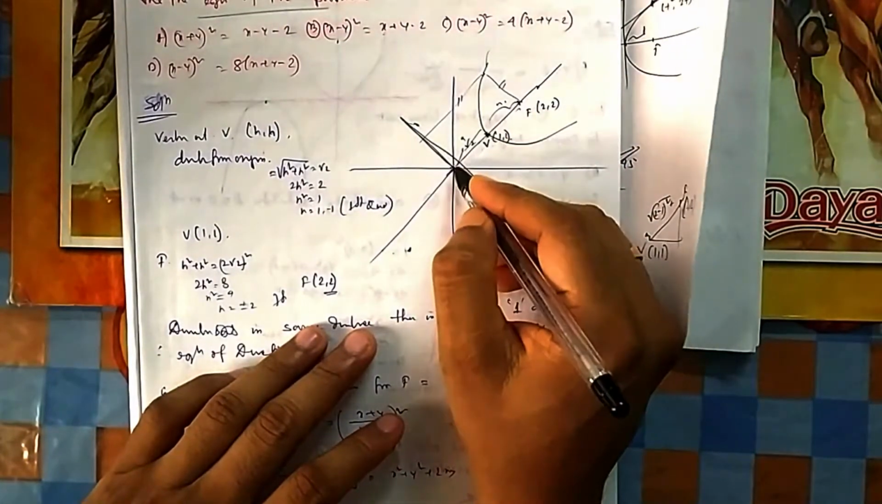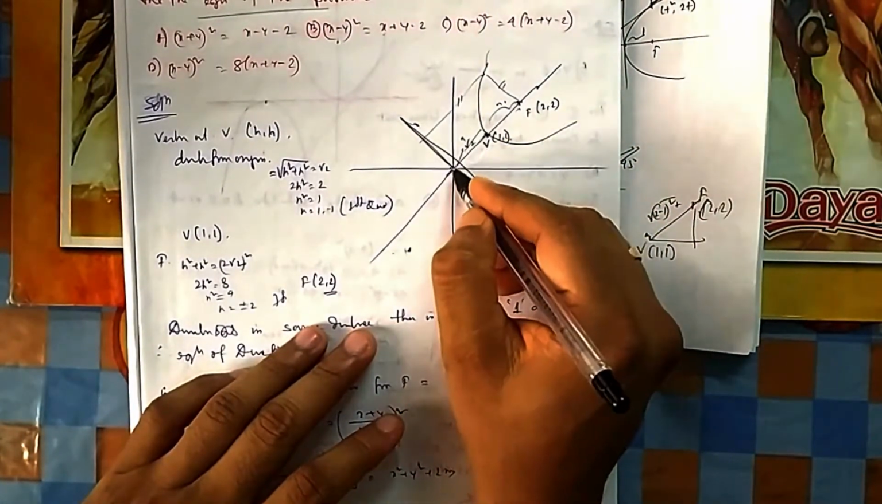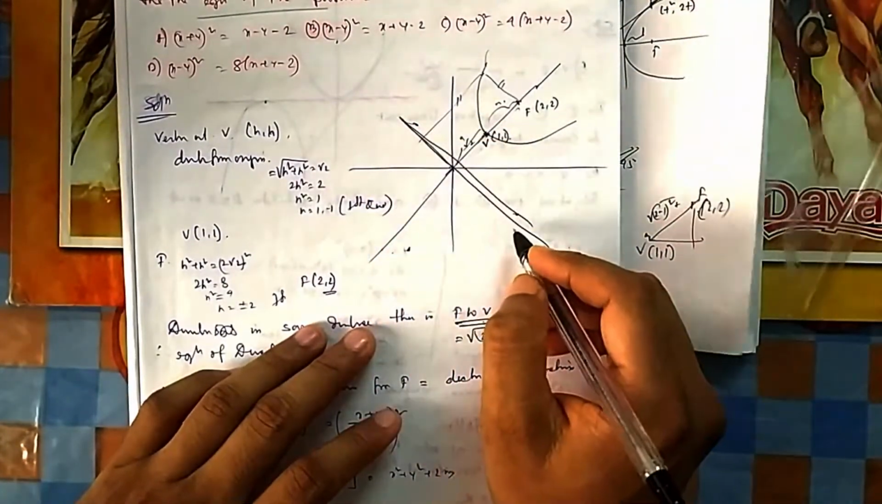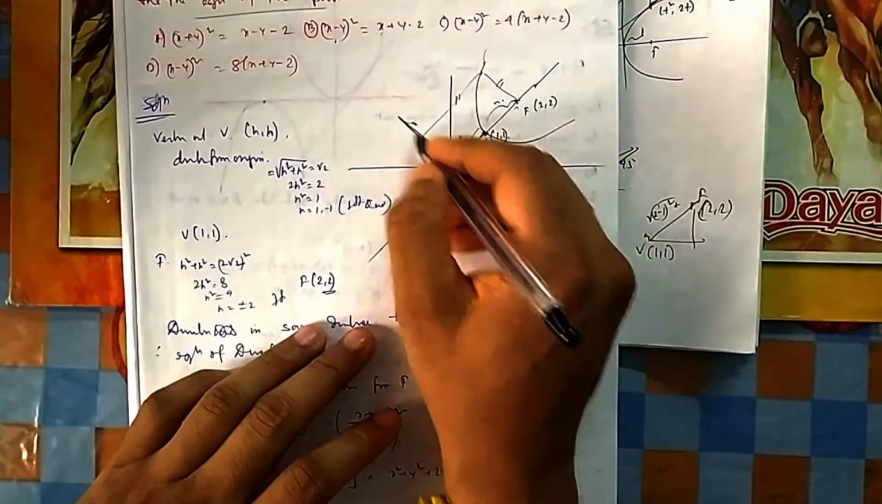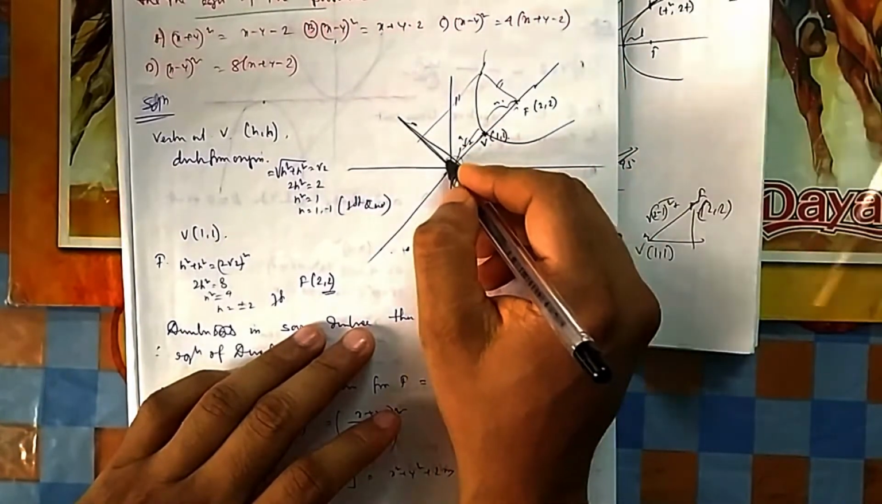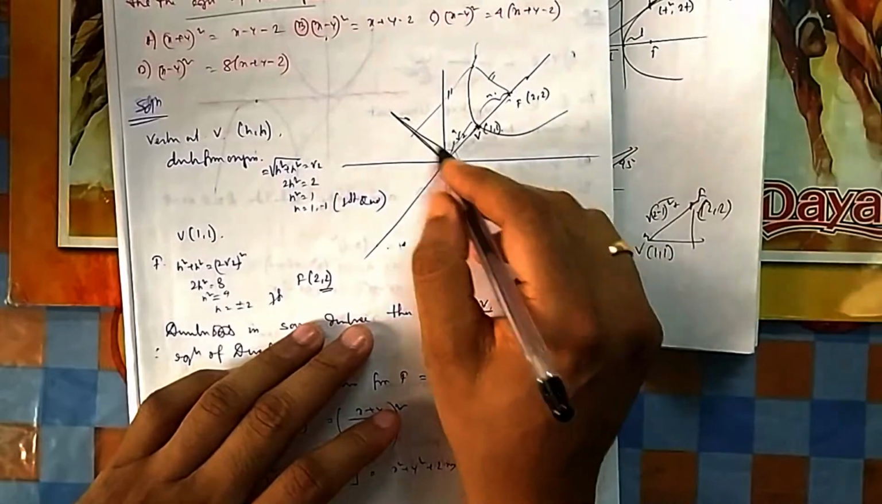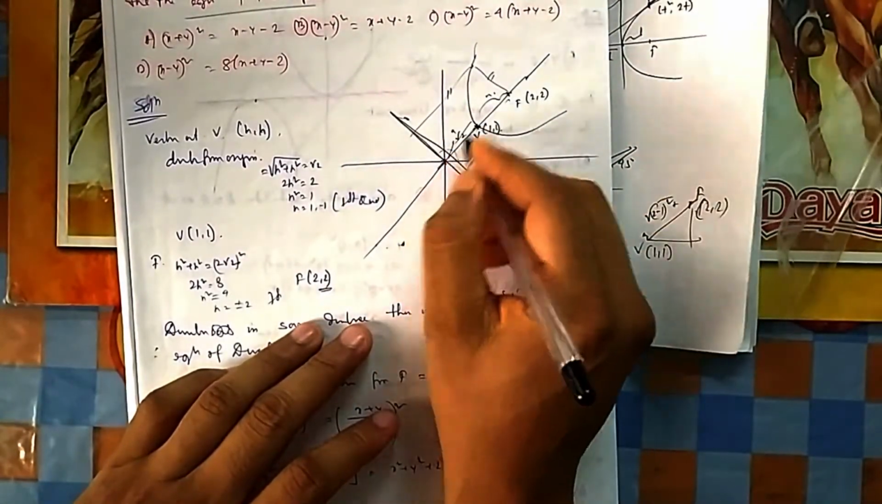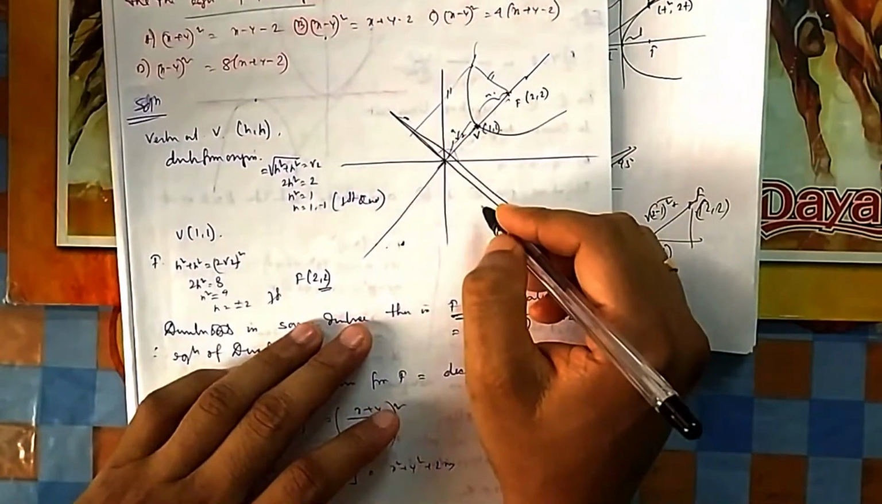Because from origin it is at root 2 distance, if you come this side at root 2 distance, it will be a line which is passing through origin, and it should be perpendicular to this. Now you can see, because it is 45, it should be 135. That is y equal to minus x. So this line is y equal to minus x. Because this angle should be 90 degrees, the directrix is perpendicular to the axis.